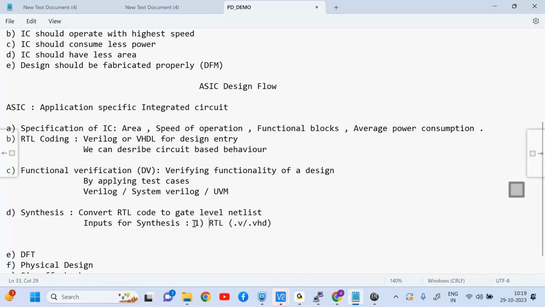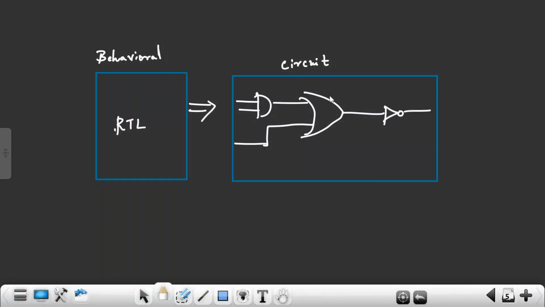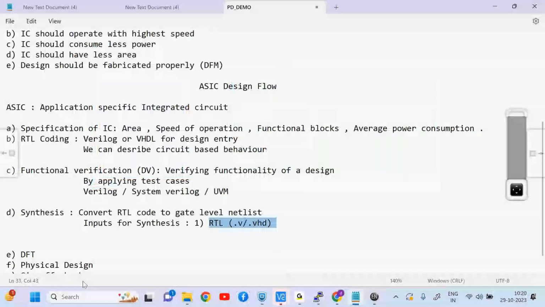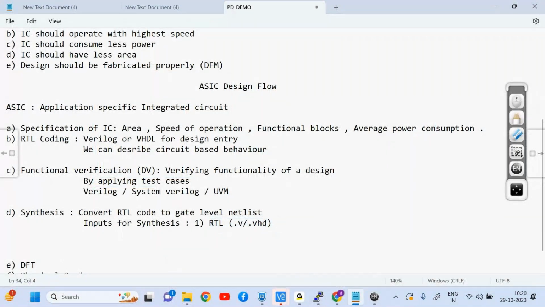Second, what is required? My synthesis tool is converting this design from RTL to a gate level circuit. But I have to give this gate level circuit information, right? What gates I have to use to form the circuit, and what gates I have the option to use. That information is present in a file called a liberty file or library file. So next is the liberty file.